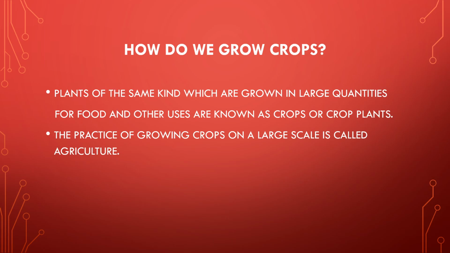Plants grow all around us, but we need to grow some plants in large quantities as food and for other uses. Plants of the same kind, which are grown in large quantities for food and other uses, are known as crops or crop plants. So these are only used for food and other uses. And the practice of growing crops on a large scale is called agriculture. So this is very important. You have to remember both of these points.